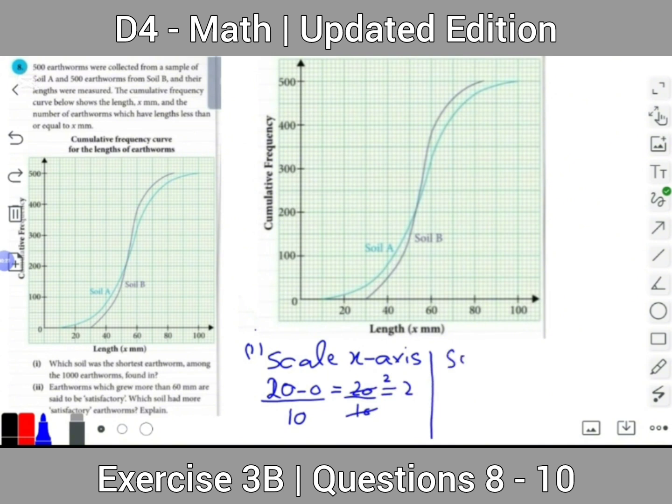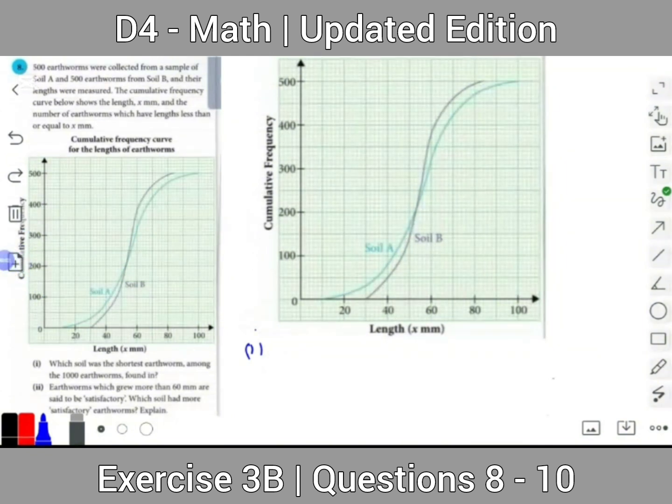Now the scale along the y-axis: we have 100 minus 0 divided by the total number of squares between these 2 points, and that is 10. So 100 divided by 10 will be equal to 10. So each square unit along the y-axis is equal to 10.